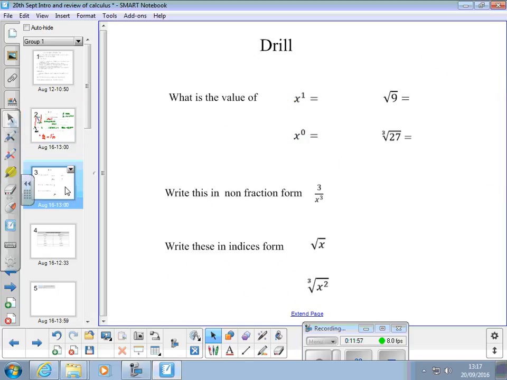Moving on to the second page. What is the value of x to the power of 1? X. So what we're saying there is any number, x to the power of 1, is equal to that number. What about x to the power of 0? That's equal to 1, yeah. Any number to the power of 0 is equal to 1.